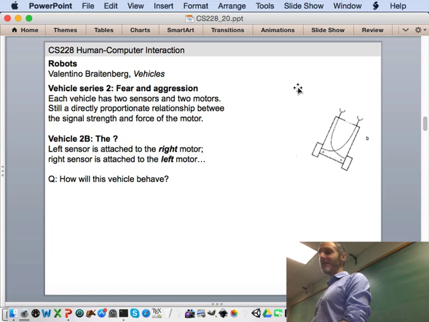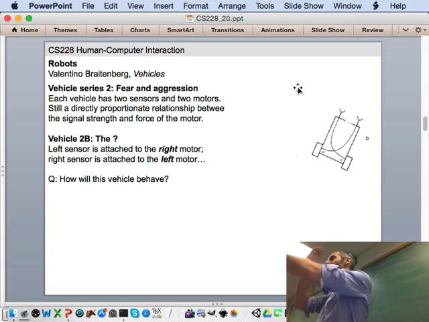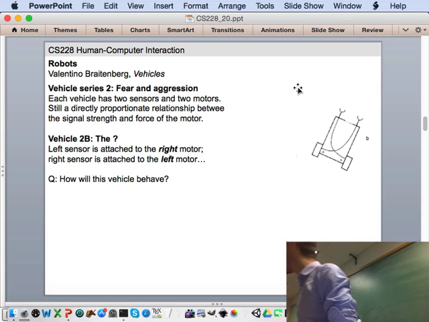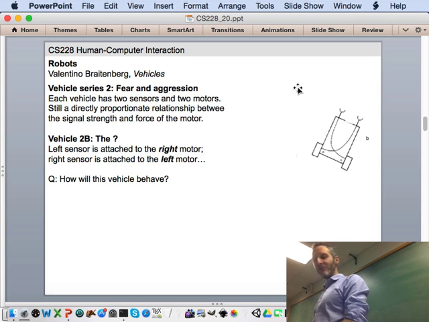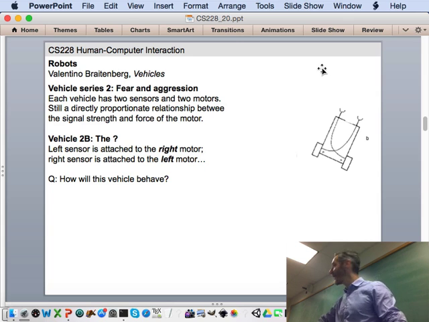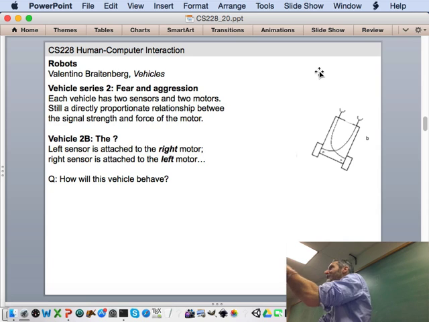Here's Vehicle 2B, which is exactly the same as 2A with one difference, which is now the wires are crossed. The left sensor is attached to the right wheel, and the right sensor is attached to the left wheel. Let's imagine that we come at the vehicle now with the flashlight from its front left. What does this vehicle do? It faces the light. It turns towards the light. What happens in the instant after it starts to turn towards the light?